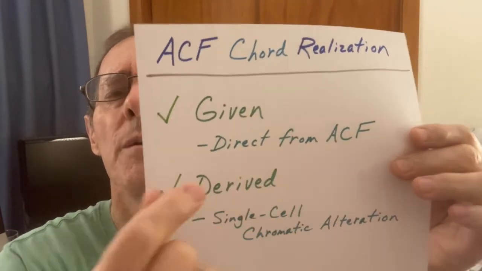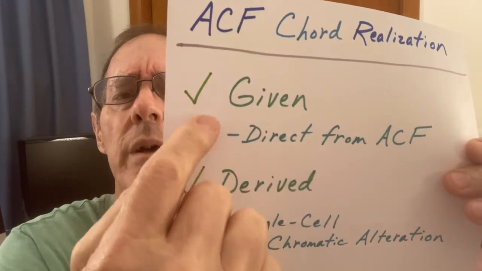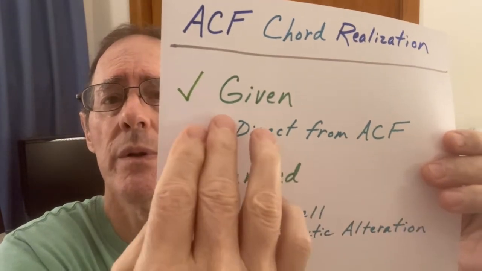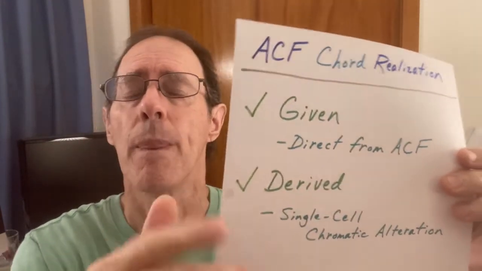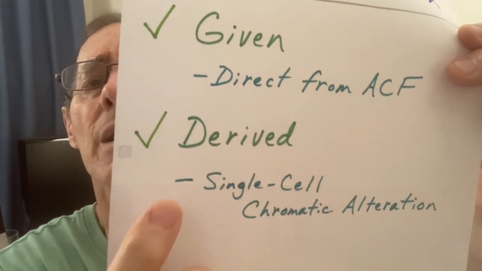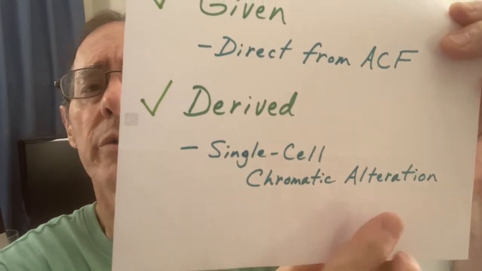Chords can be realized in two manners, given or derived. Given come directly from the chart I showed you, my Amplified Circle. The derived chords are realized through what I call single cell chromatic alteration. So let's take a look at that. We'll look at the given chords first, the ones that are right there in front of us.